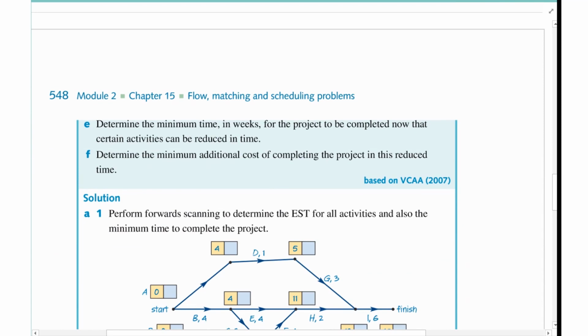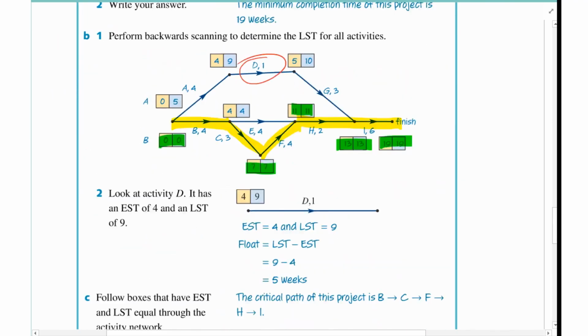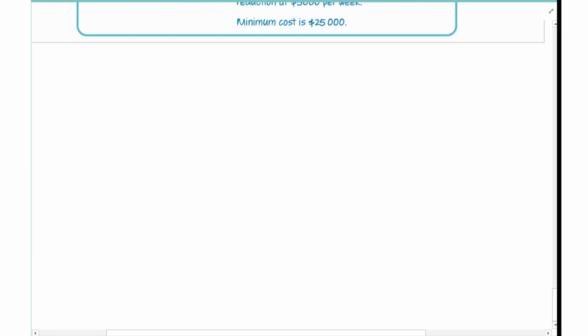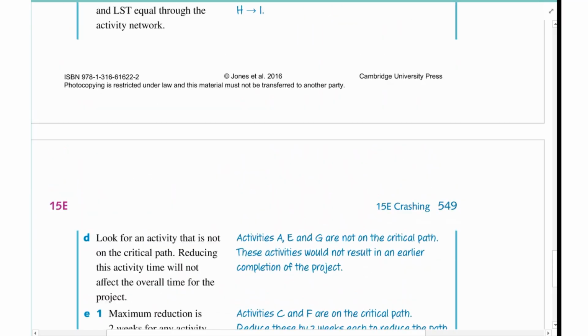I forgot E and F. E: determine the minimum time in weeks for the project to be completed now that certain activities can be reduced in time. And what's the minimal additional cost of completing those? This is based on an exam from 2007, so it's useful to be able to work your way through this. Let's have a look.